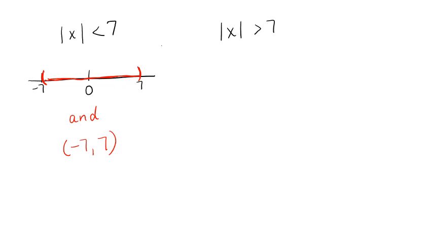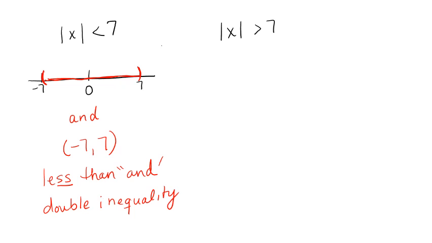So we're going to think less than and, and even better, a double inequality, and it'll make our life so much easier. Okay, so double S, double inequality, less than and. For an or, so I gave it away. For a greater than.